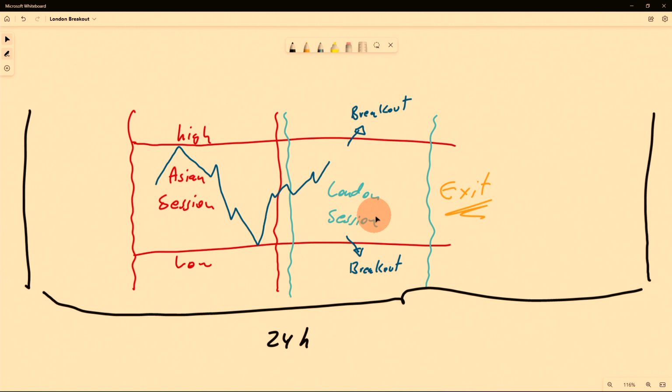Also, the window to take the entry is different. So for example, even if the London session is from 8 a.m. to 4 p.m. London time, I can limit the signal to take the breakout to the long side or to the short side to a 2-hour window only, let's say from 8 to 10 a.m. And then if the signal happens, I exit at the end of the session.